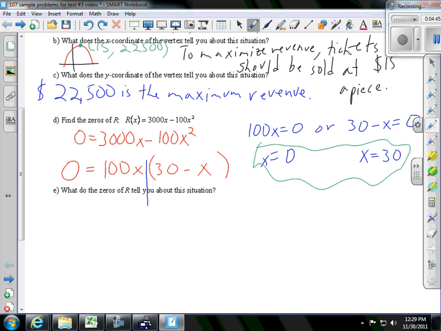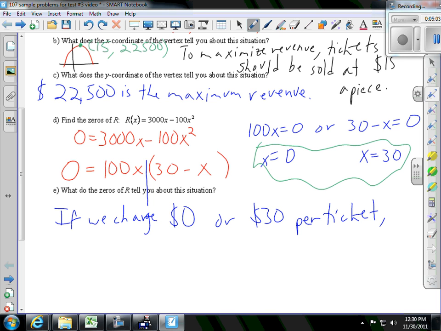And then part E, what do the zeros tell you about the situation? So it means that if we charge either of those zeros, $0 or $30 per ticket, revenue is 0. So to be clear, the zeros of R correspond to the revenue being 0. And the x values that we found were the dollar per ticket charges.